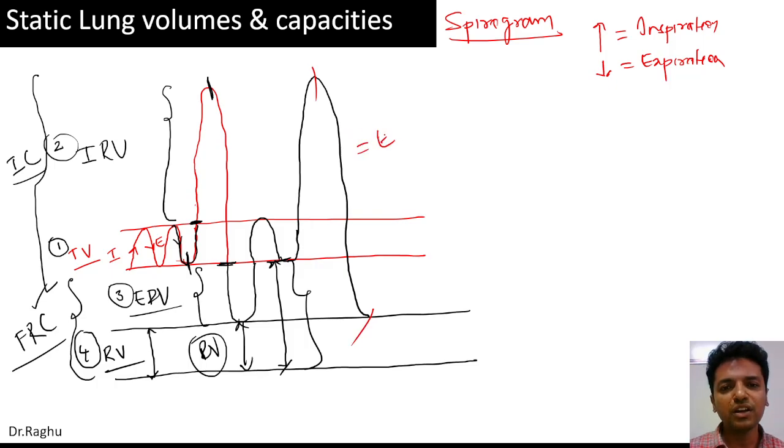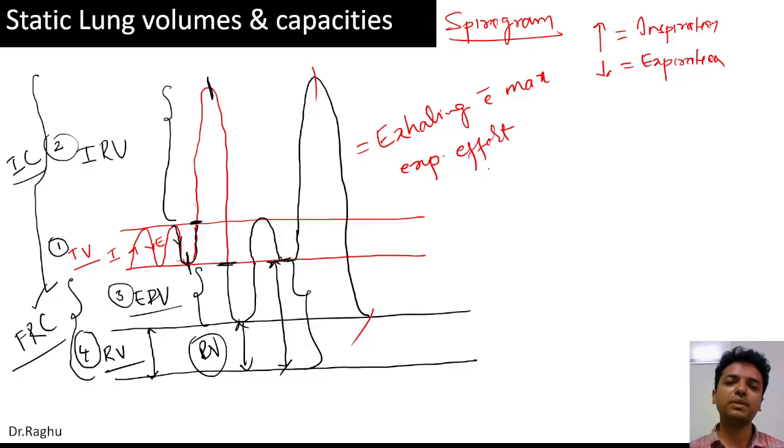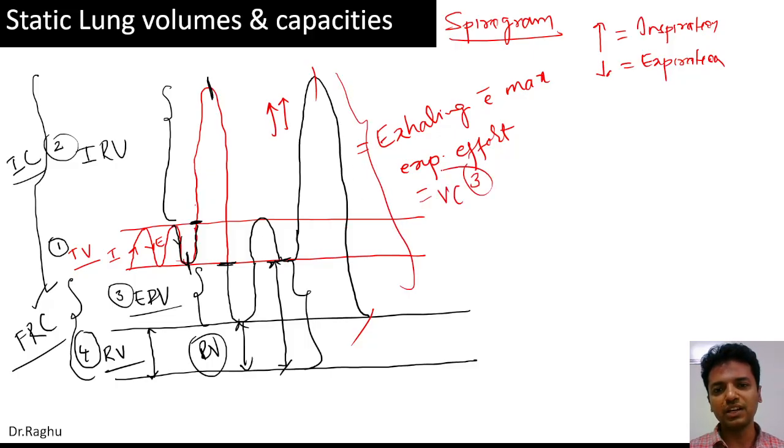This is the volume of air which a person is exhaling with maximum expiratory effort. But prior to that, what has the person done? Prior to that, the person has taken a deep possible inspiration. So this volume of air which a person is exhaling with maximum expiratory effort, prior to that the person has taken a deep possible inspiration. This much volume of air is what is called as vital capacity, our third capacity.